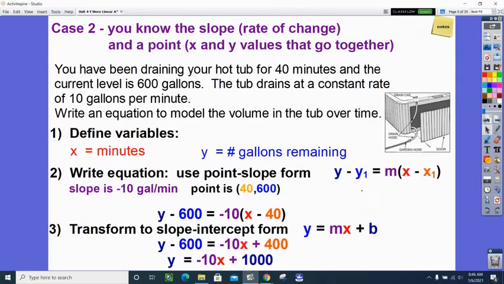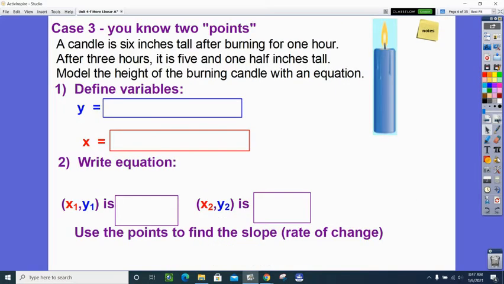Oops, I wanted to ask another question. I thought it was on the next page. So before we move on, what is this 1,000? So that 1,000 is how many gallons there was in the hot tub when you started. It was the initial amount of water in gallons. So there were 1,000 gallons before you pulled the plug. All right, let's go on to our last case, 3.